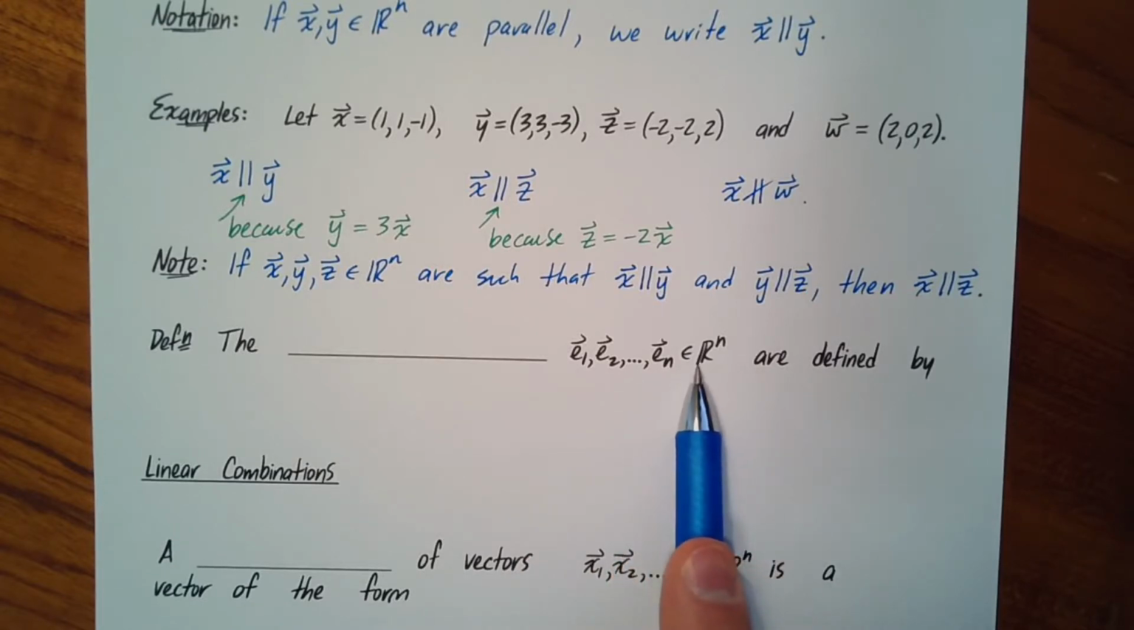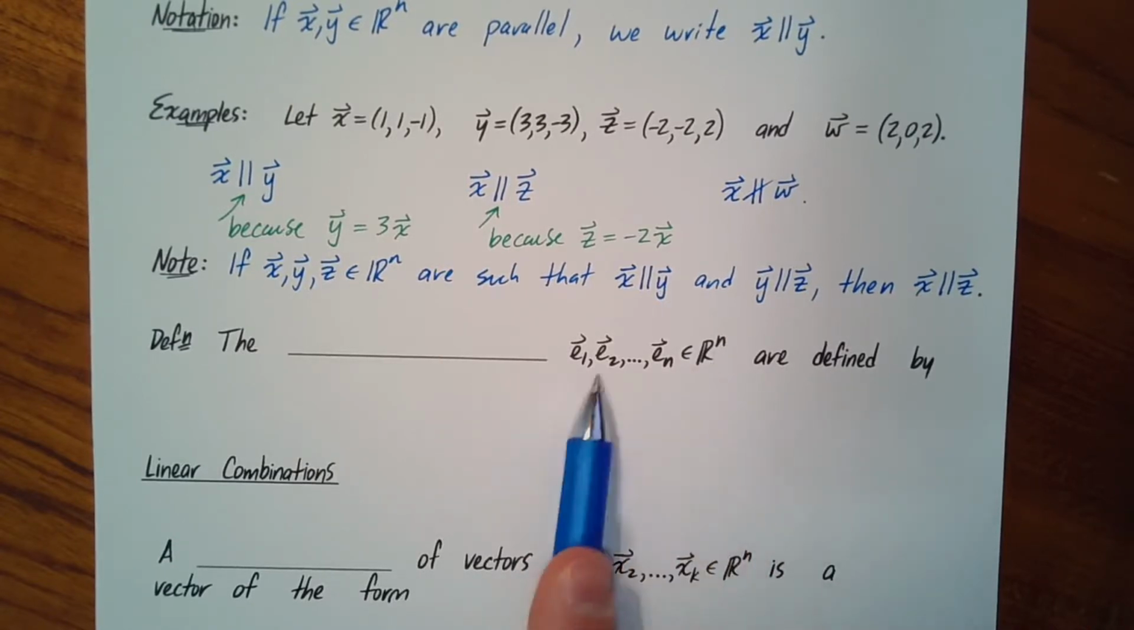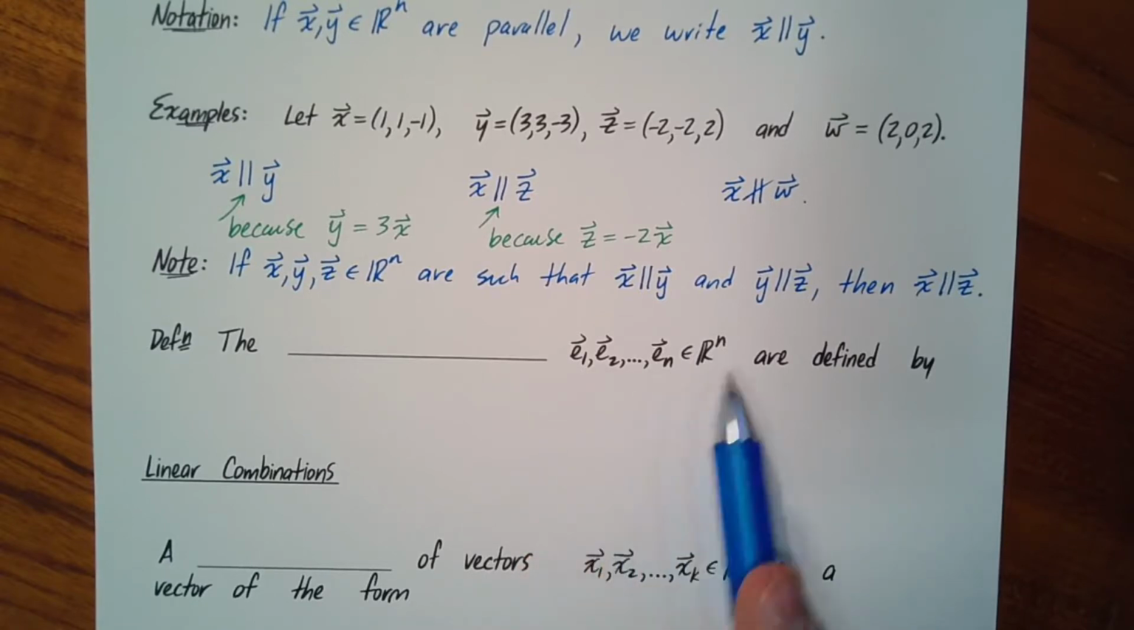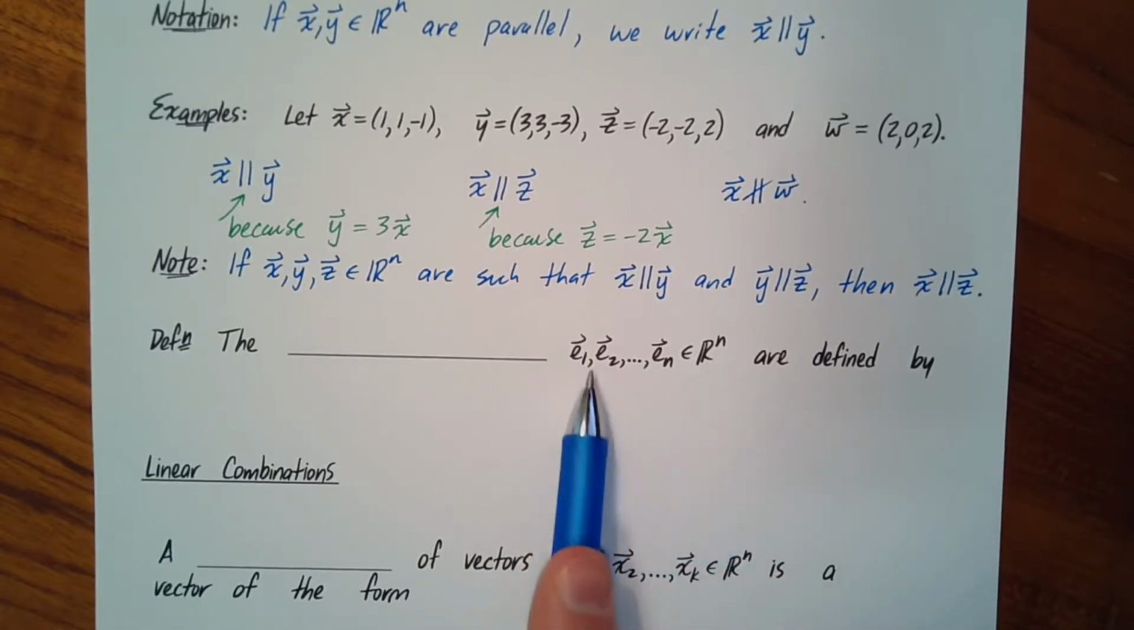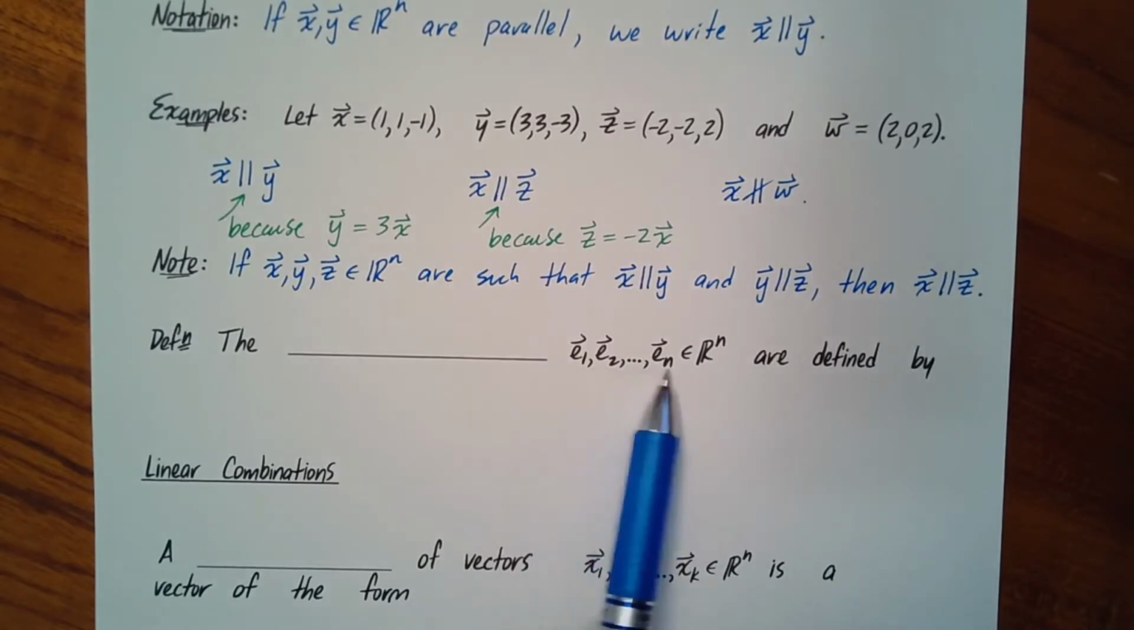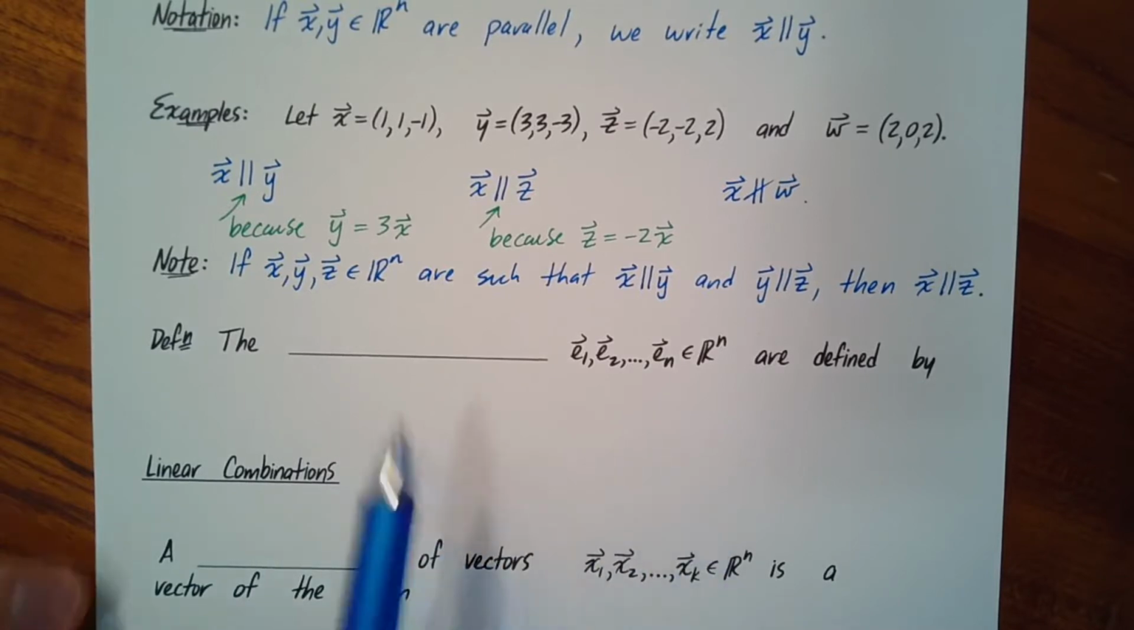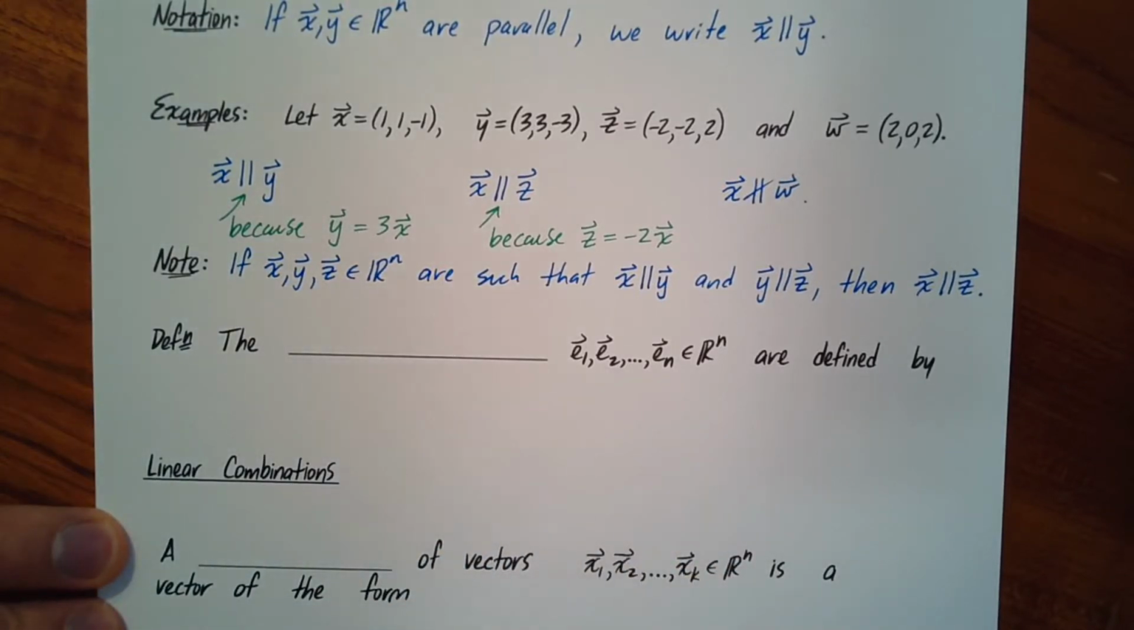So if we're dealing with R3, then you'd only have 3 vectors in this list. If you're dealing with R10, well, then you're going to have 10 vectors in this list. But no matter what the case is, these vectors have a special name, and they also have a special definition, which I'm going to fill in below. But let's start with the name. These are called the standard basis vectors.